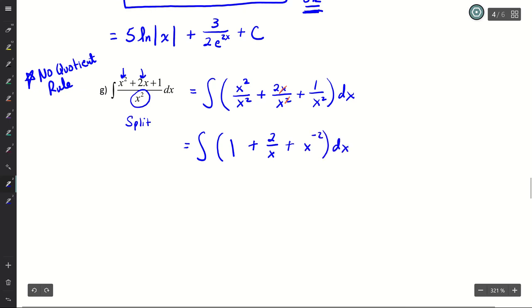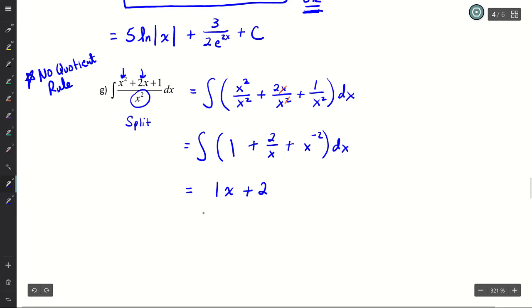Right? So in this way, I'm able to take something that's a quotient that I don't have a rule for, split it up, simplify it, and then now I have a rule for each one of these pieces. So remember the rule for a constant only. If you don't have a variable next to that constant, it's always that constant times the variable. And then this one, it would be 2.